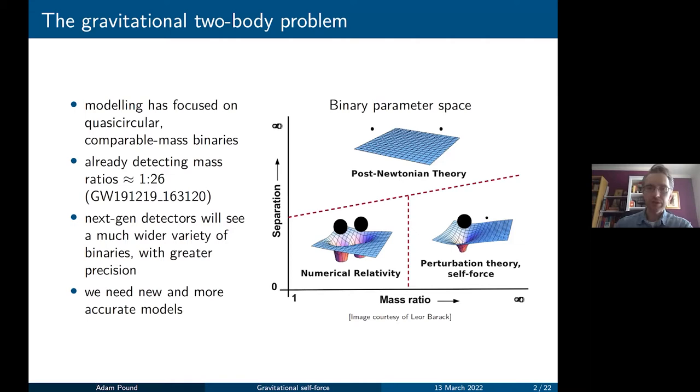Now, in different regions of the parameter space, we use different models. And historically, for LIGO-type modeling, the emphasis has really been on this left-hand side. The kinds of things we see with LIGO are very typically quasi-circular and almost equal mass, definitely in the comparable mass regime. And so the kind of simple binaries over here. When the two bodies are widely separated, you can use post-Newtonian theory very effectively. When the two bodies get very close together, then you resort to numerical relativity.